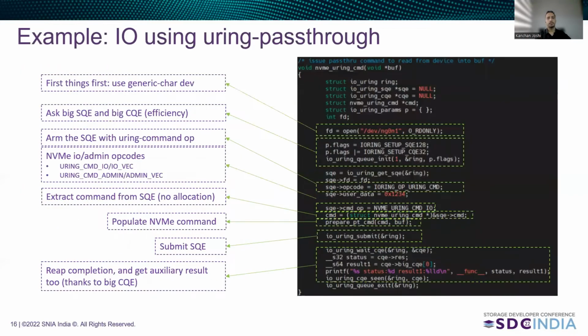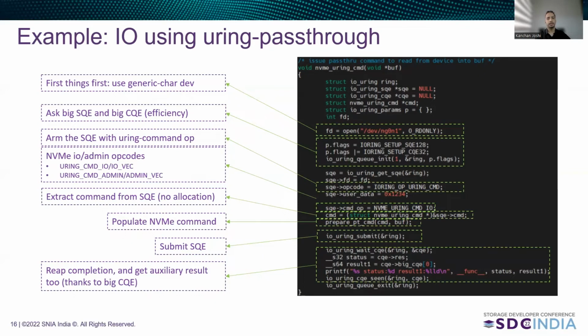Now, here is an example of doing IO using this path. First things first, the application needs to open the generic char device, and then it asks io_uring to set up big SQE and big CQE. Then it fills the opcode, which is URING_CMD, inside the SQE. And after that, it goes about filling the NVMe opcode into it. This application uses URING_CMD_IO as an opcode, but if it wants to send multiple buffers, it can use URING_CMD_IO_VEC instead. And if it wants to send an admin command, there are opcodes like URING_CMD_ADMIN and URING_CMD_ADMIN_VEC as well.